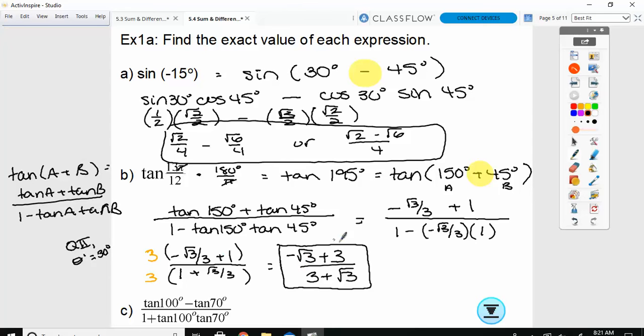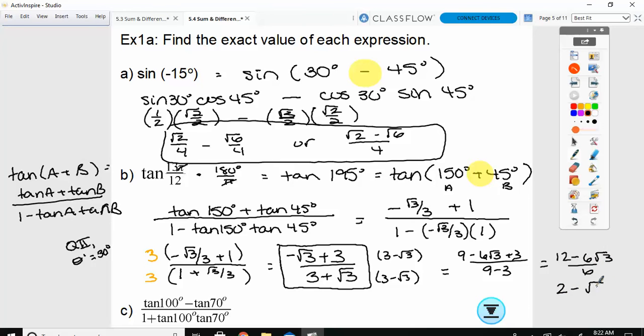You know, if you wanted to get that radical off the bottom, you would have to multiply by the conjugate. And if you did that, we would have, let's see, 9 minus 6 radical 3 plus 3 over 9 minus 3. And that would reduce to 2 minus radical 3. And that is the best answer, but I am not going to make you go that far. So you can leave it like this.